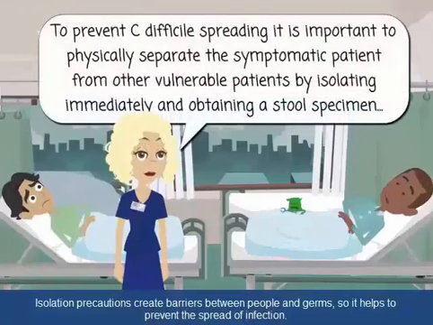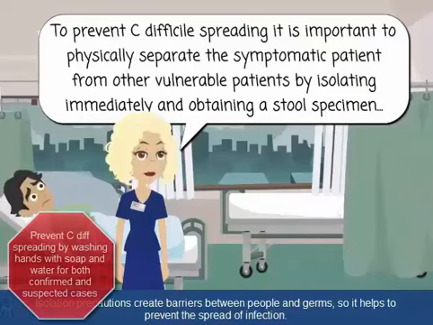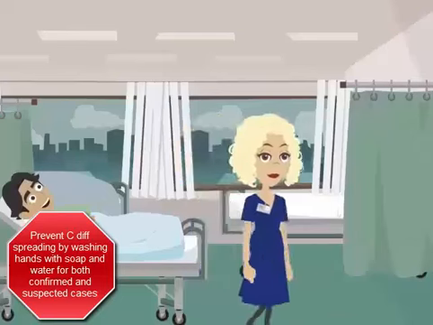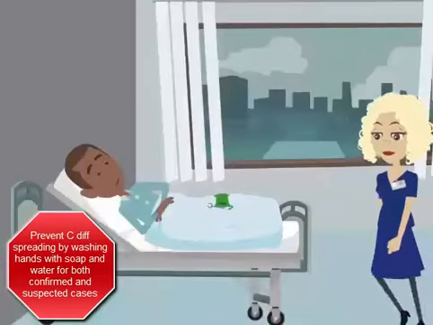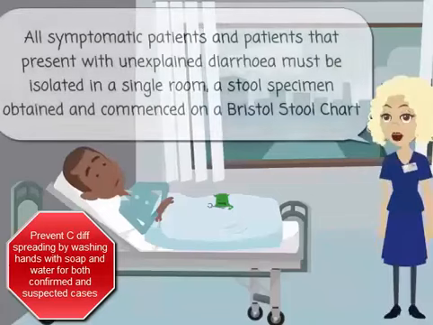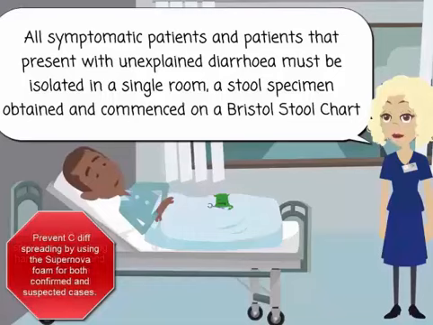To prevent C. difficile spreading, it's important to physically separate the symptomatic patient from other vulnerable patients by isolating them immediately and obtaining a stool sample. Prevent C. diff spreading by washing hands with soap and water for both confirmed and suspected cases. All symptomatic patients and patients that present with unexplained diarrhoea must be isolated in a single room. We must obtain a stool specimen and they should be commenced on the Bristol stool chart.